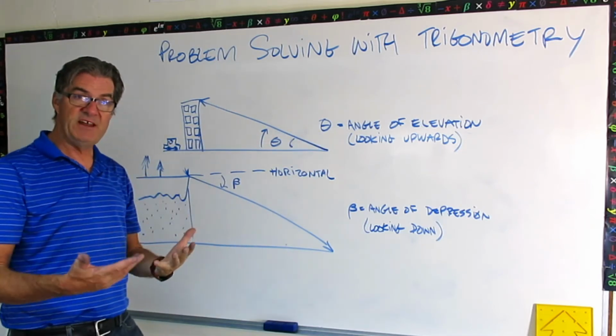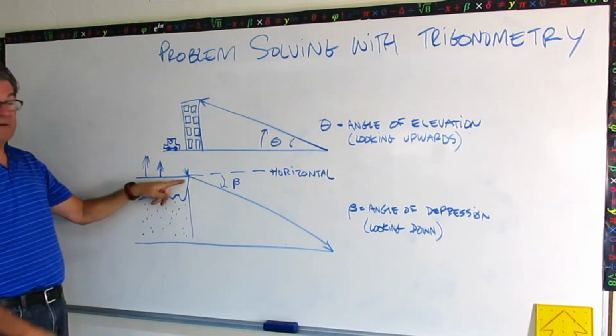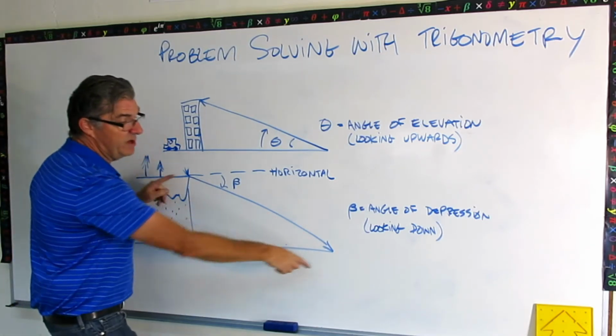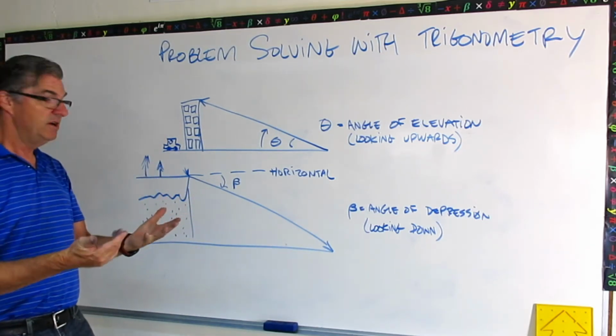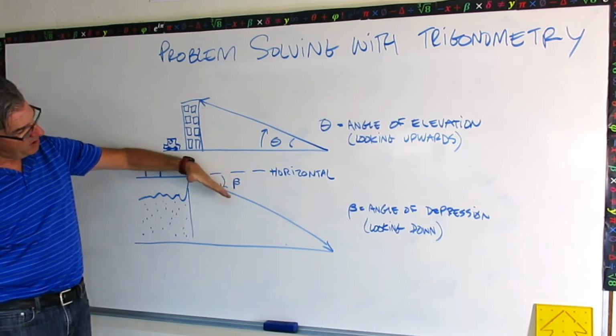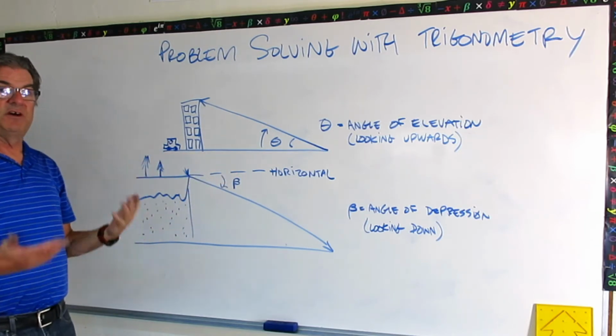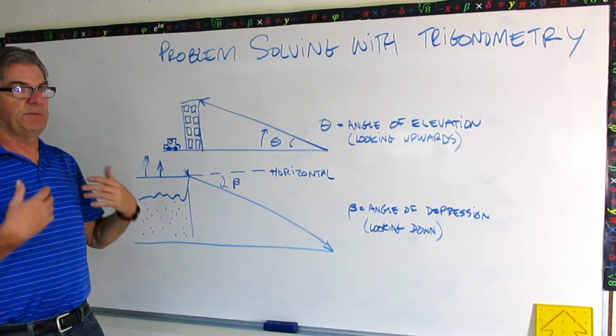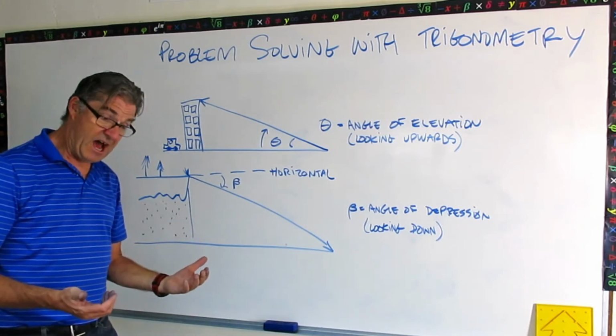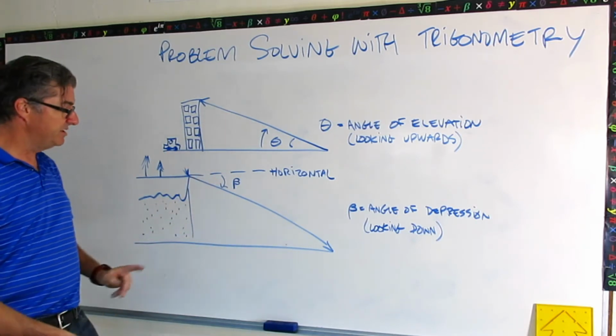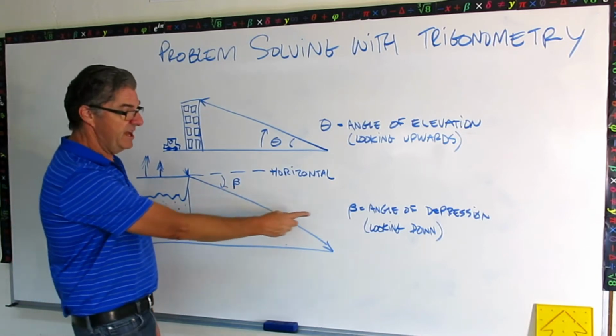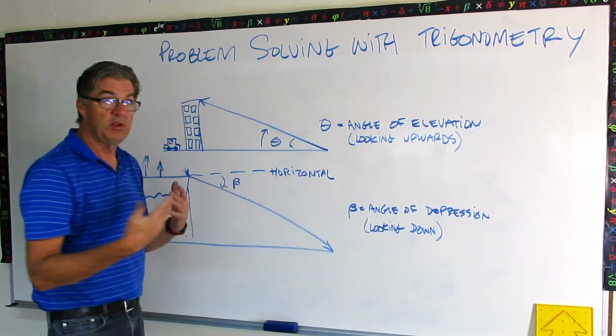Now the reverse of that is you might be at the top of a tall cliff looking down to some point on the ground ahead of you. So that would be looking down from the horizontal, and that's an angle of depression. And think about depression. It's feeling down, looking down. So in this case, I use the Greek letter beta to indicate the angle of depression, which is looking down.